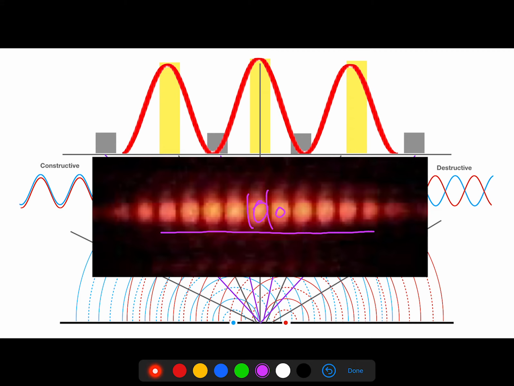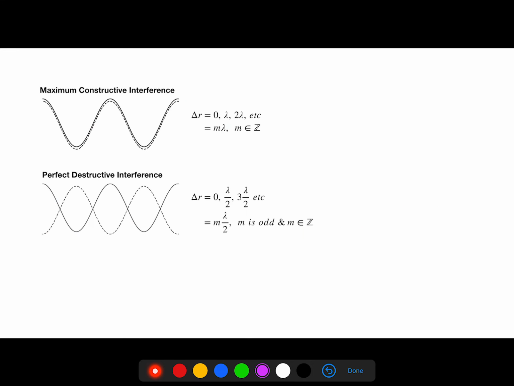So if you're sitting right here, you don't see anything. If you're sitting right here, you see something. So this is proving to us that light indeed behaves like a wave, which is good. Next week, we're going to see that light doesn't always behave like a wave, but at least right now we know that it does. All right. What's the rest of the story here?